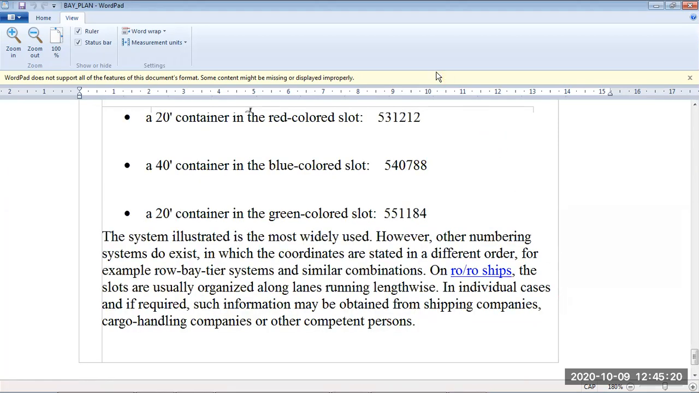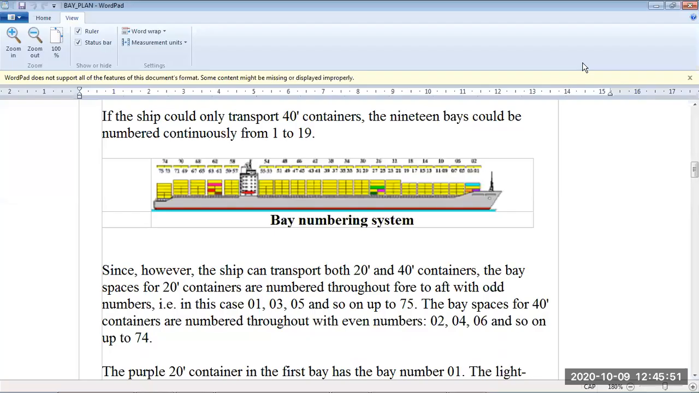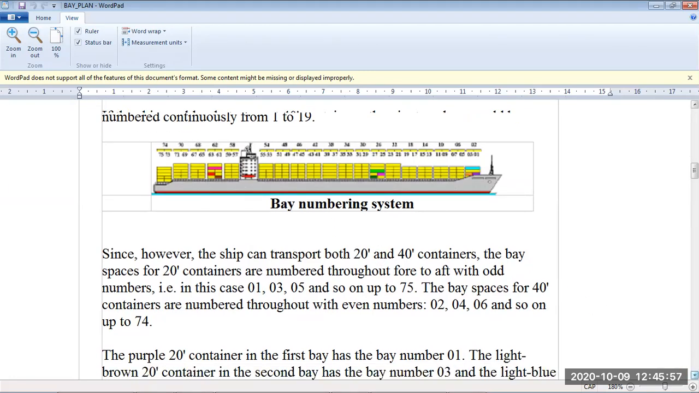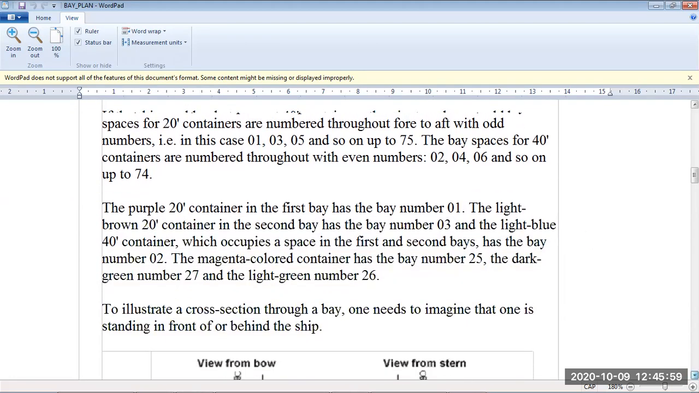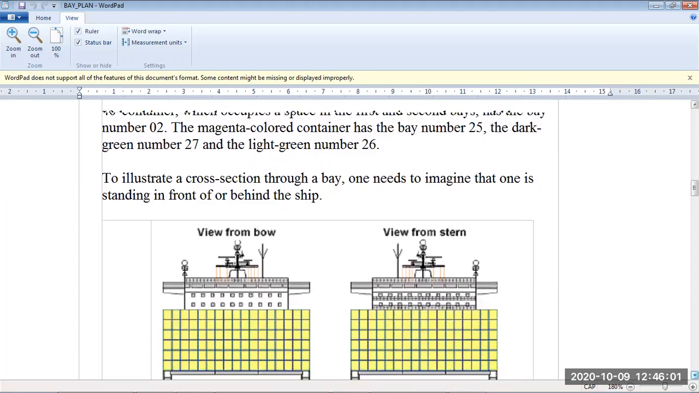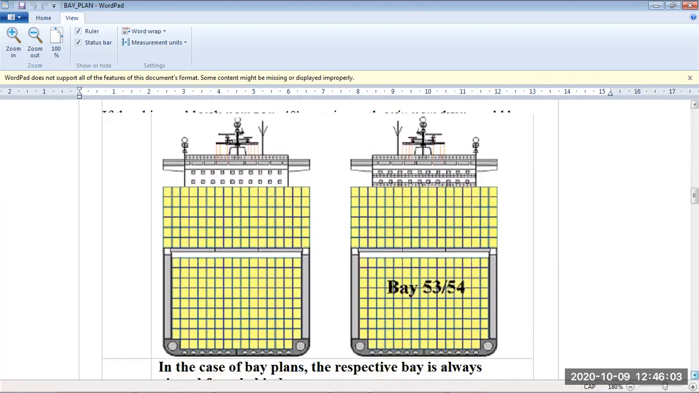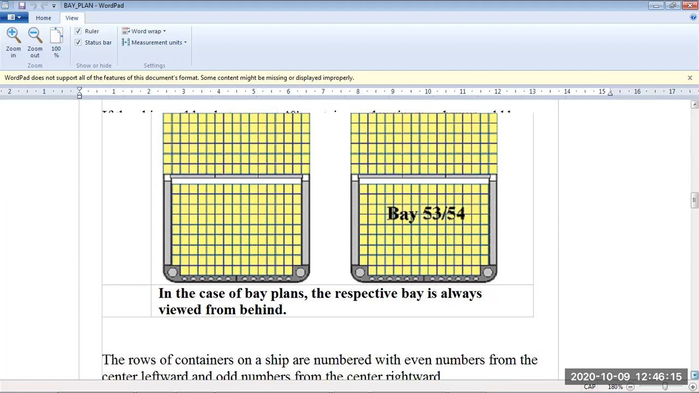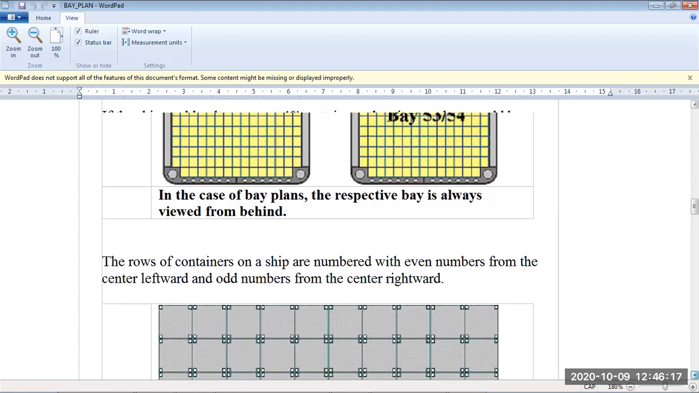And then we can see, suppose we take bay 53 from here, how do we represent it in a bay plan or a storage plan on a container ship? We represent it first by a cross section. This is bay 53, or bay 54 if it is a 40-foot container. This is how the bay plans are represented, bays will be written, and containers will be there. Each container will be marked.